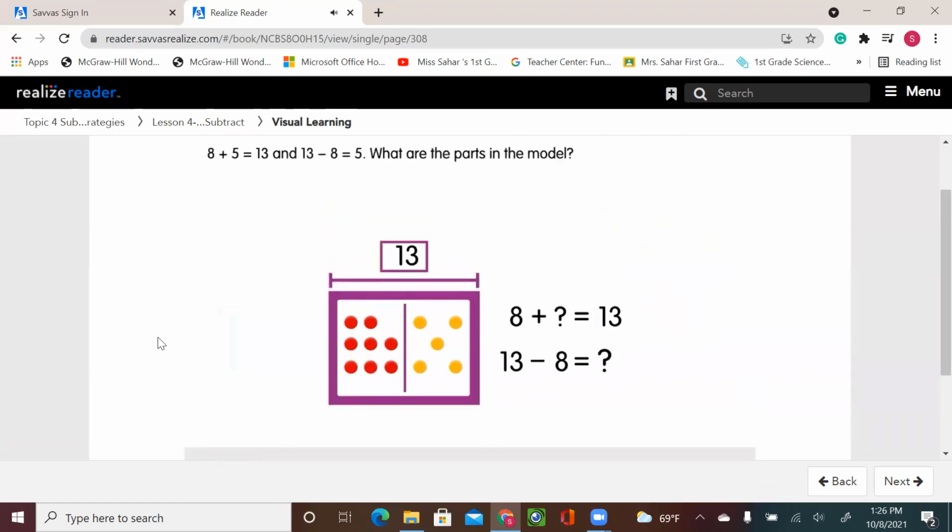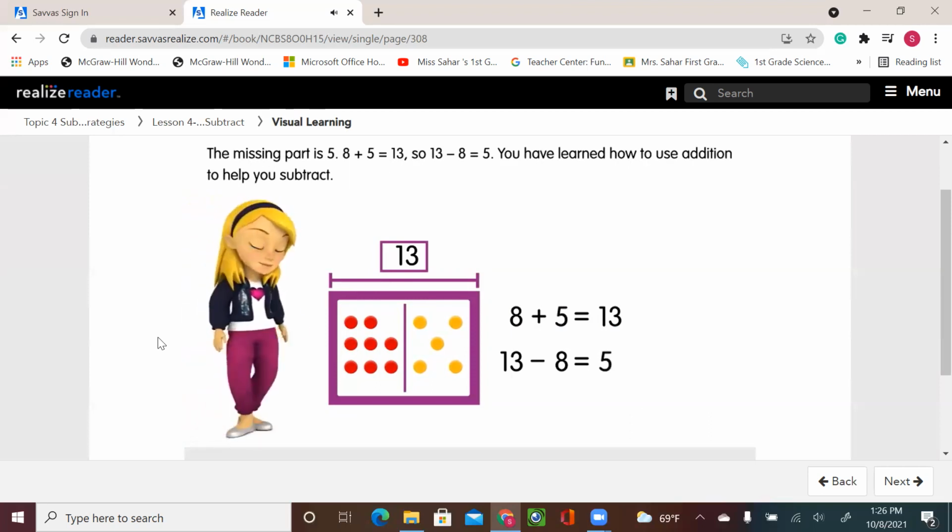8 plus 5 equals 13, and 13 minus 8 equals 5. What are the parts in the model? 8 and 5 are the parts in the model. Which number in the part-whole mat is missing in both equations? The missing part is 5. 8 plus 5 equals 13, so 13 minus 8 equals 5. You have learned how to use addition to help you subtract.